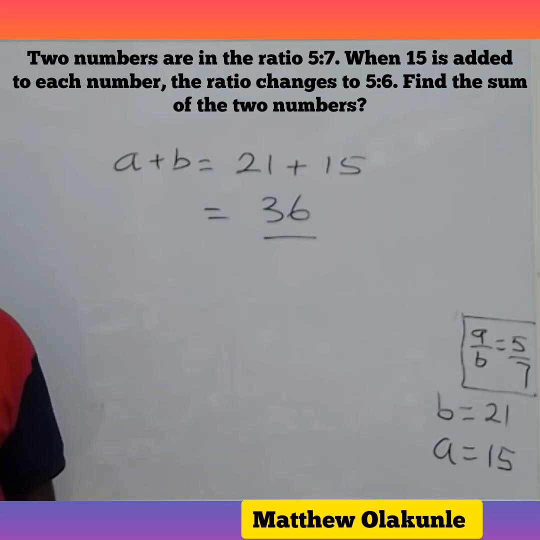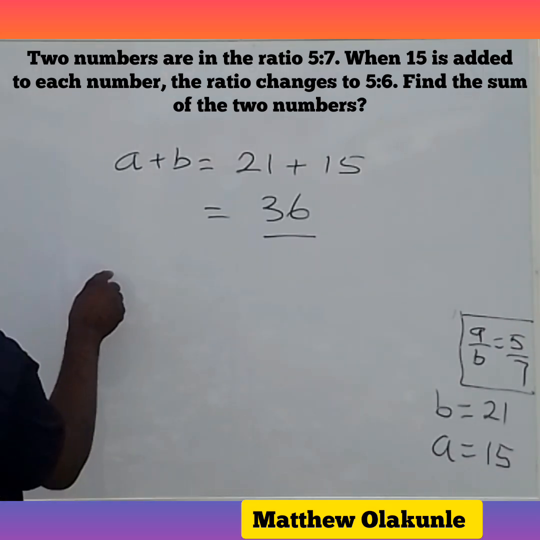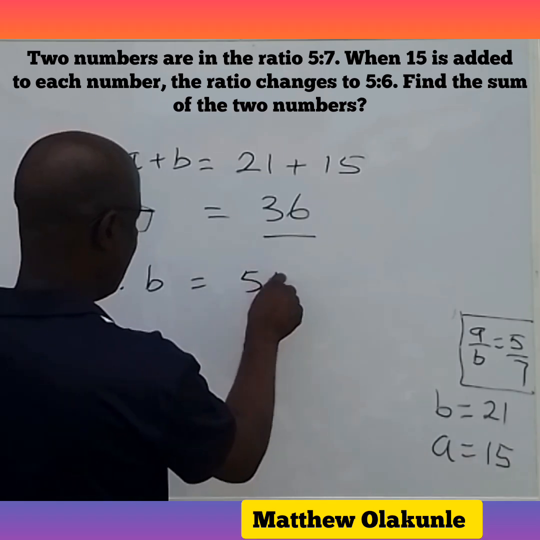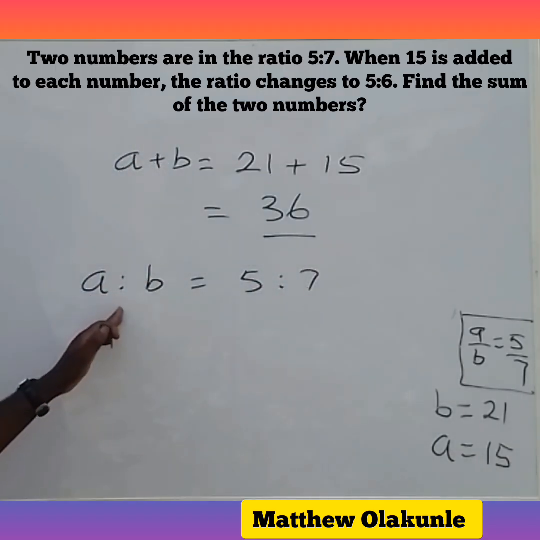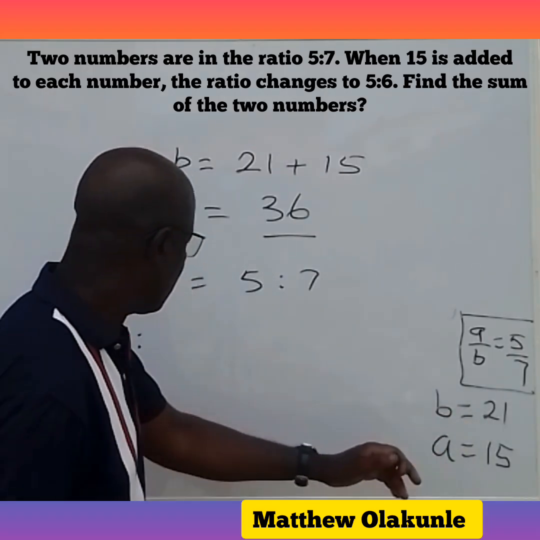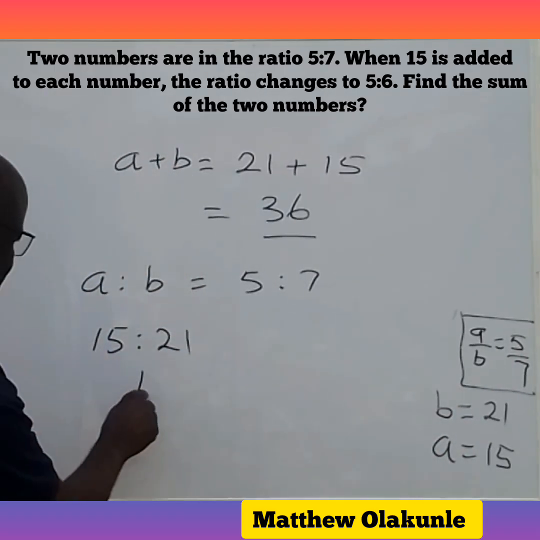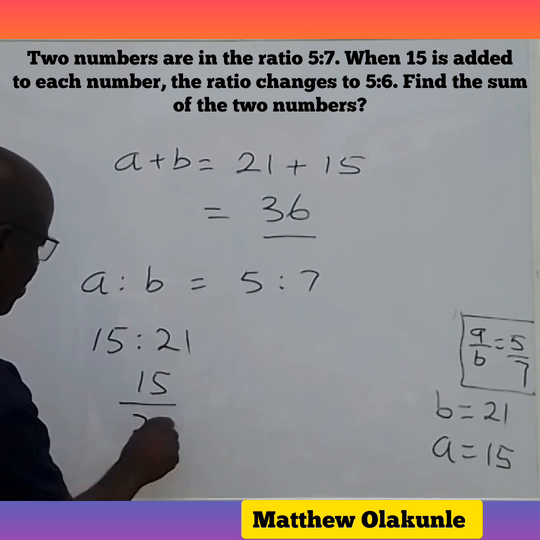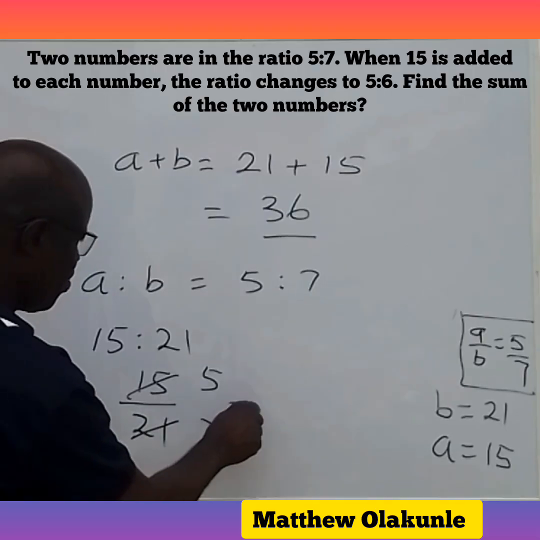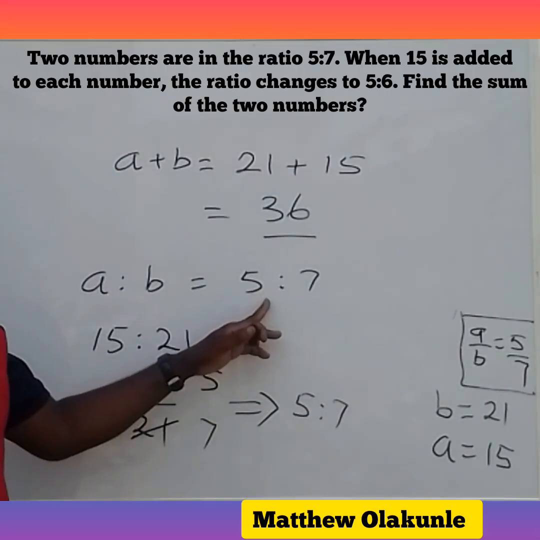You can cross-check whether you are correct. The question, from the beginning, says that A ratio B is equal to 5 ratio 7. Let's find out, is it true? A is 15. B is 21. Now, this is the same thing as 15 all over 21. 3 goes here, 5. 3 goes here, 7. So this is 5 ratio 7, which is correct.